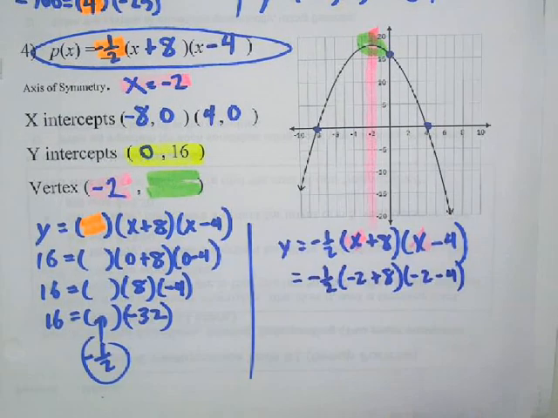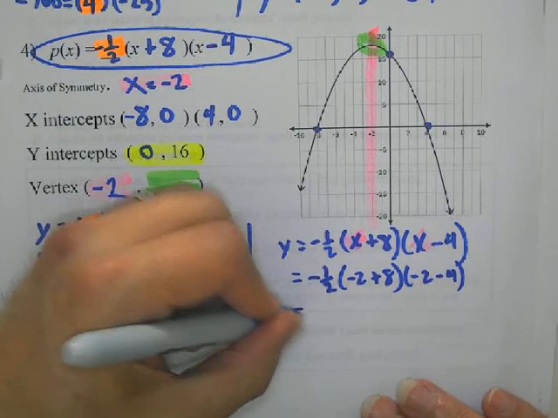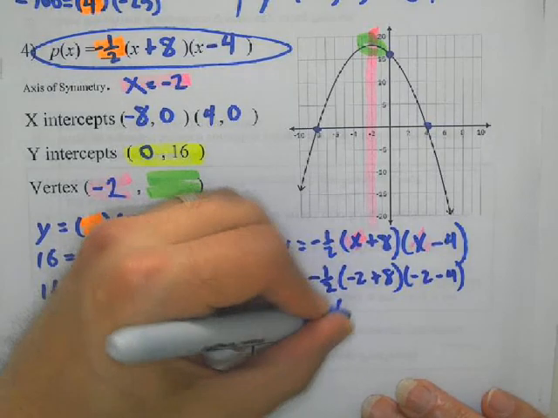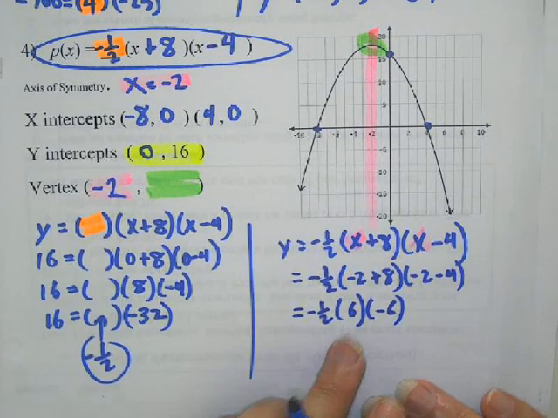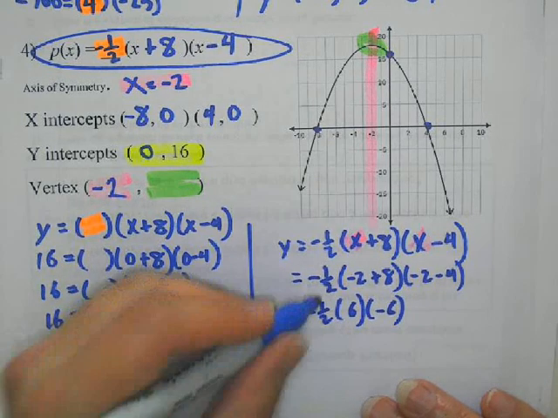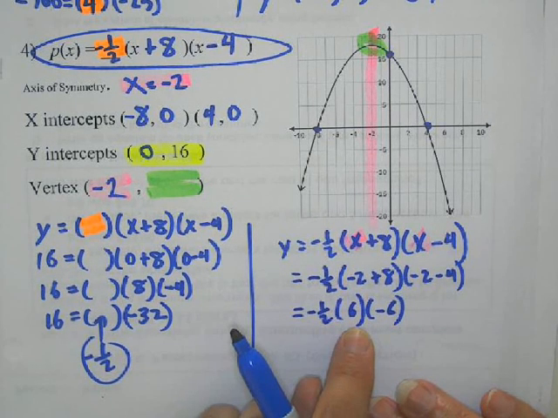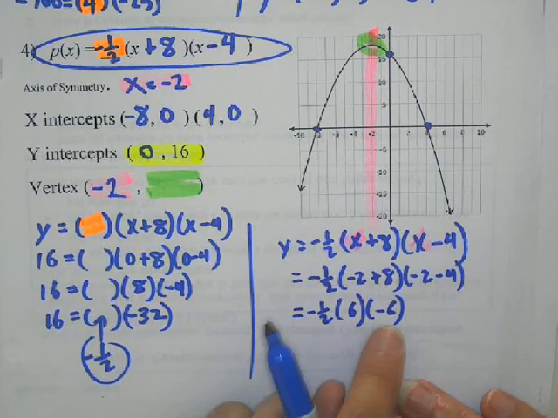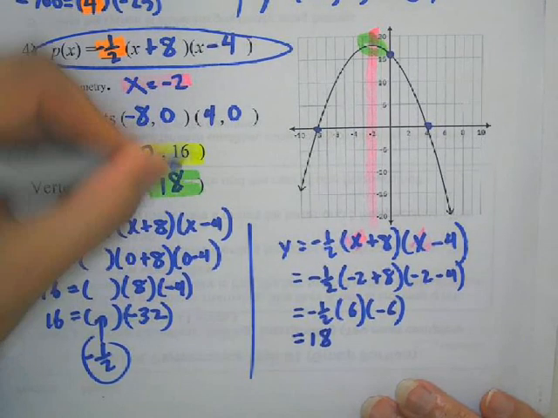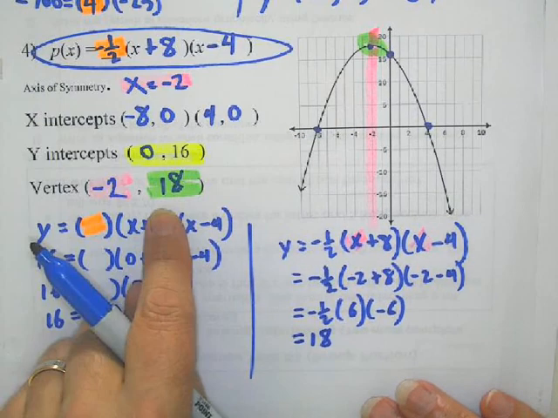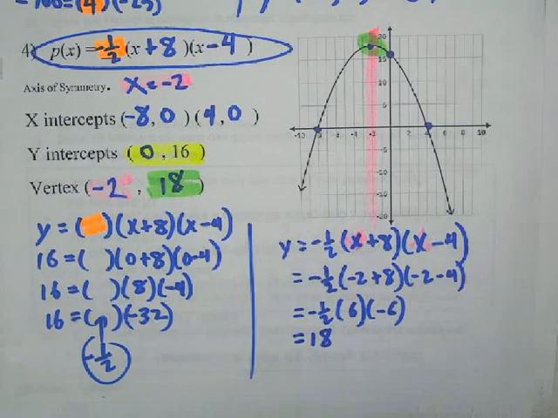And so now I'm going to get negative 1/2, 6 times negative 6. And so then I'm going to get negative 1/2 times 6 is 3, and 3 times negative 6 is 18. So this here is negative 2 comma 18. Okay, hit pause if you need to copy this down. Okay, last page.